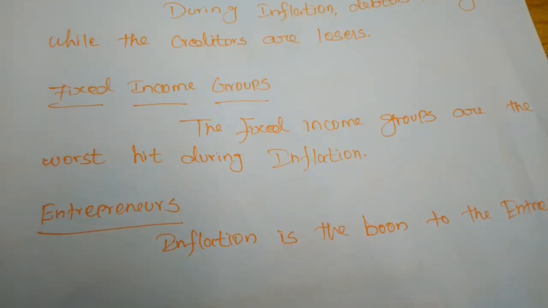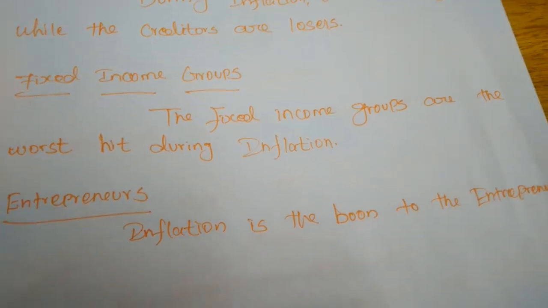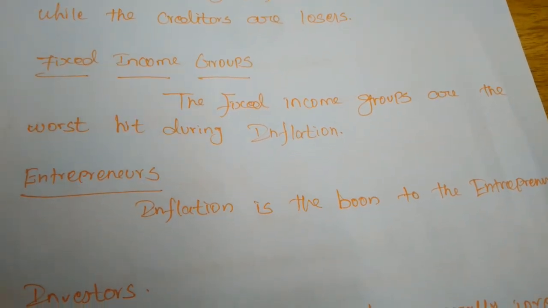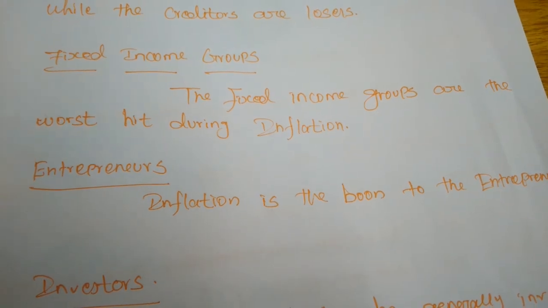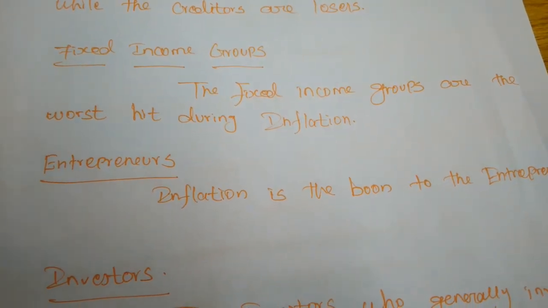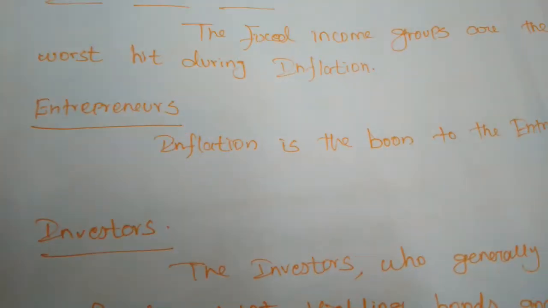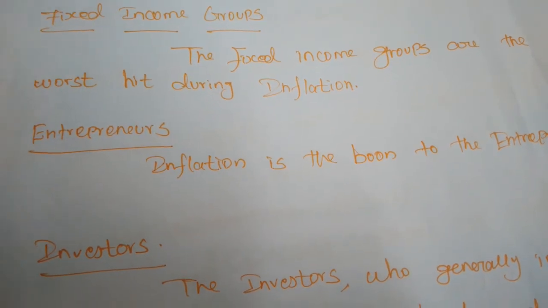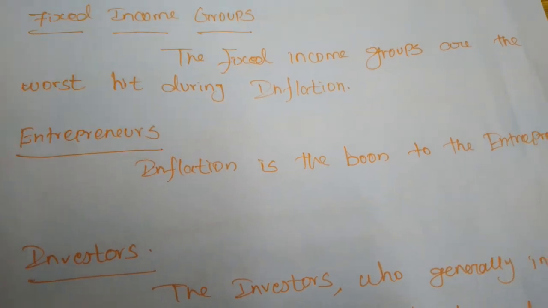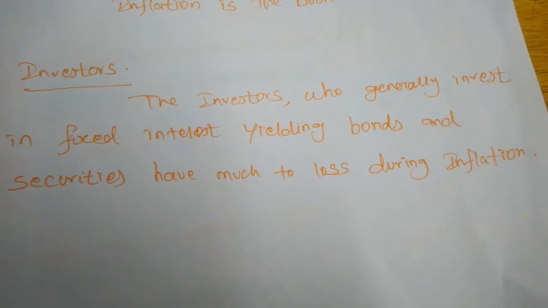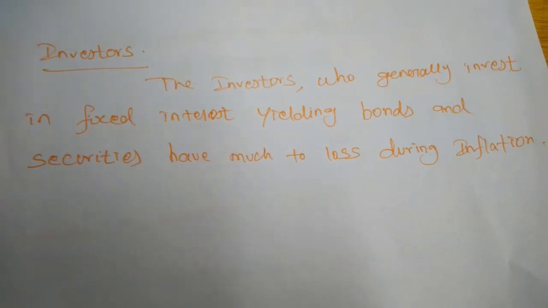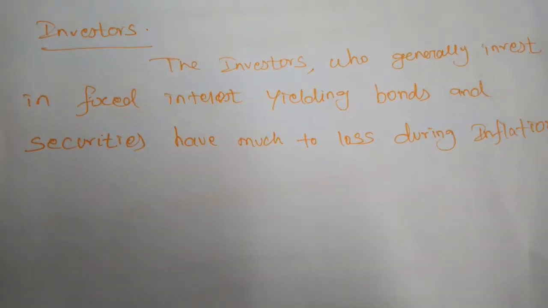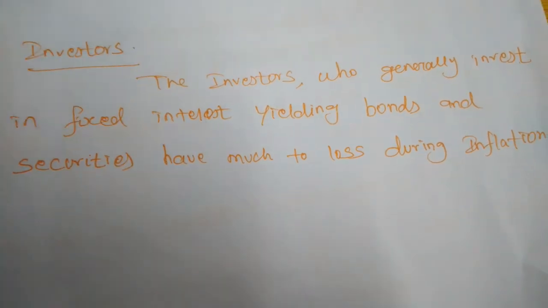Okay, next, the fixed income group. How will the fixed income group be affected? Normally their income will remain the same, and in inflation time only the price of commodities will be higher. So fixed income people are unable to purchase as much, and they have to reduce the amount of their purchasing. Next, entrepreneurs: they will have more profit, they will get a boon, and inflation gives entrepreneurs a tonic. Next, the investors: those who invest in bonds and securities will get loss, and the investors who invest in shares will get profit.